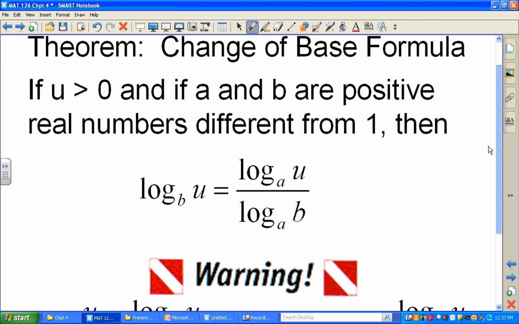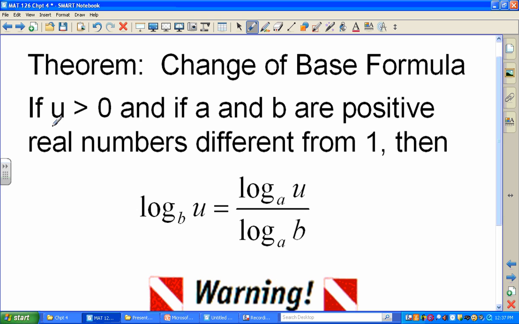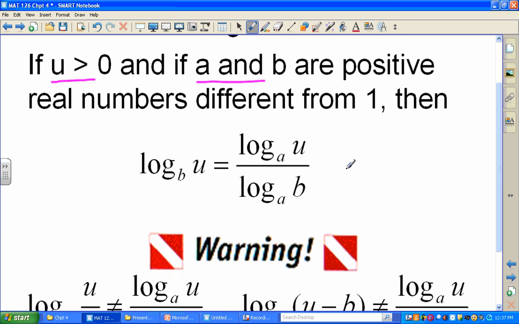Change of base formula. If U is positive and A and B are positive, everything has to be positive. We've already done this on the TI several times. It's the log of the expression divided by the log of the base. I told you there was a high school way of doing it. Log of U over log of B. That's using base 10. And the college way is ln of U over ln of B.